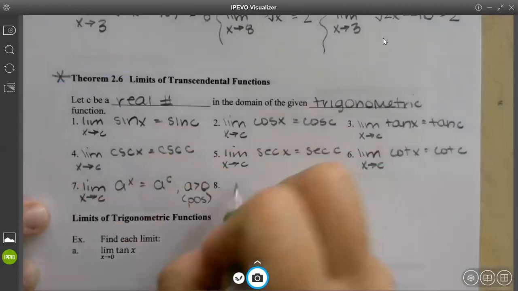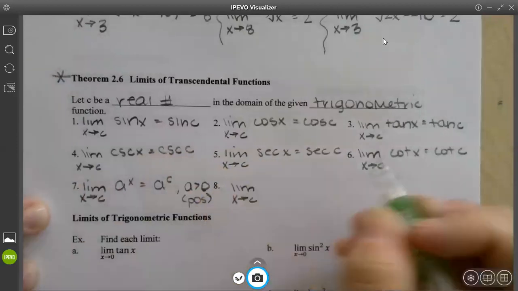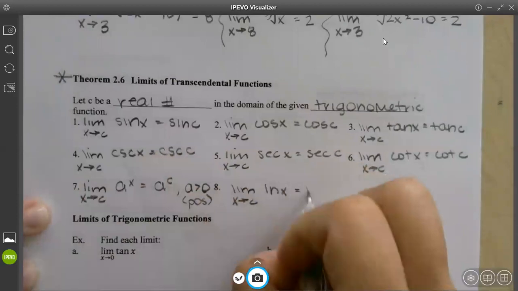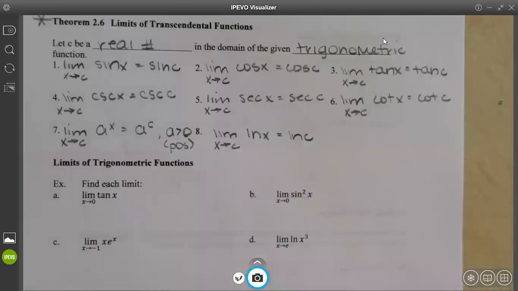And then 8, the limit as x approaches c of ln x would be ln c. Everything is direct substitution. We've done nothing else.